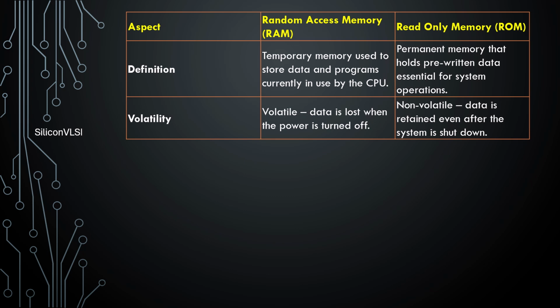Volatility. RAM is volatile, so data is lost when the power is turned off, while ROM is a non-volatile memory. It means data is retained even after the system is shut down. So that is the main difference.